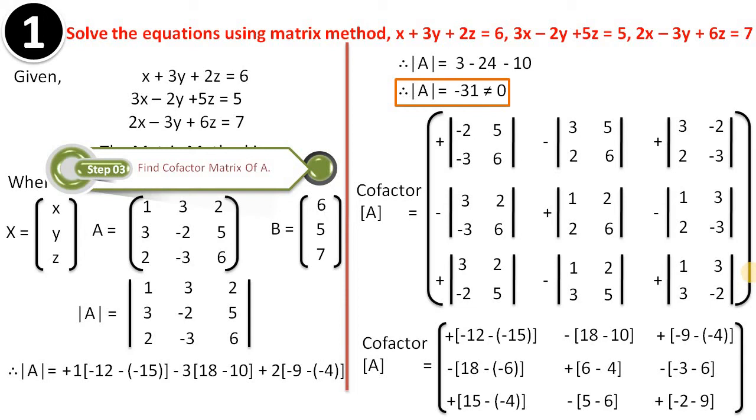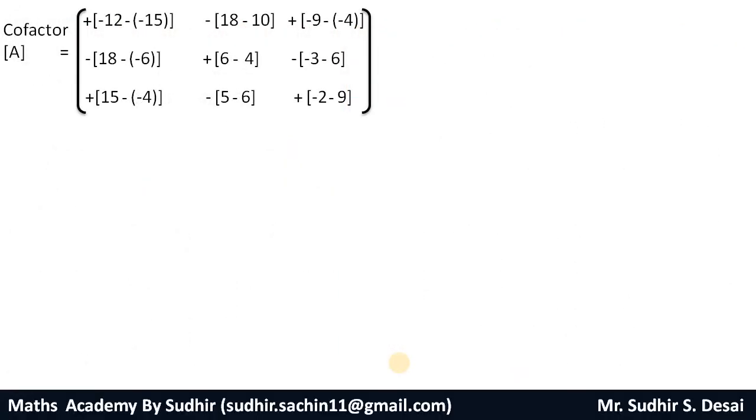So now we will simplify these brackets with the signs outside. So let us simplify this cofactor matrix of A. So look here, first element will be minus 12, minus minus will become plus. So minus 12 plus 15 is 3. Next 18 minus 10. First solve the bracket and then give the minus sign to it. So 18 minus 10 is 8, with sign minus is minus 8.